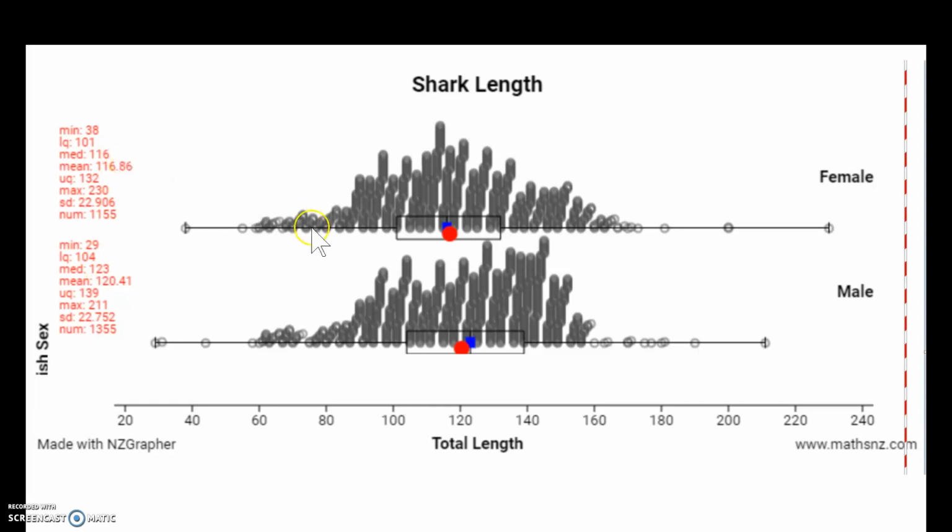So the male's median is 7 centimetres greater than the female's median shark length. I've put it into context by saying shark length. So what does this mean?